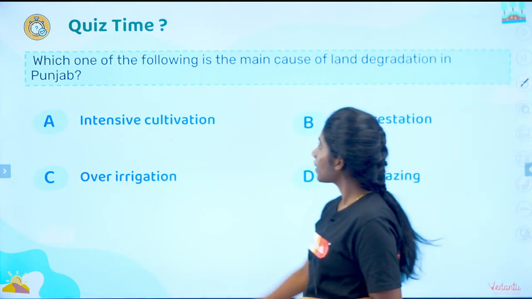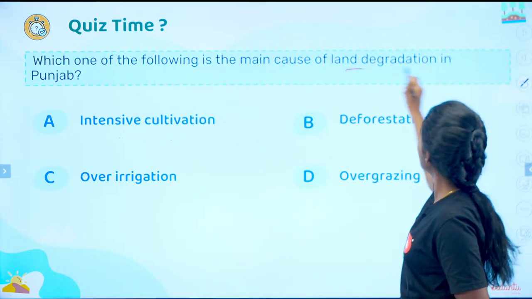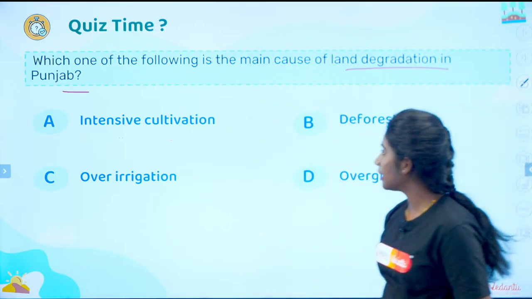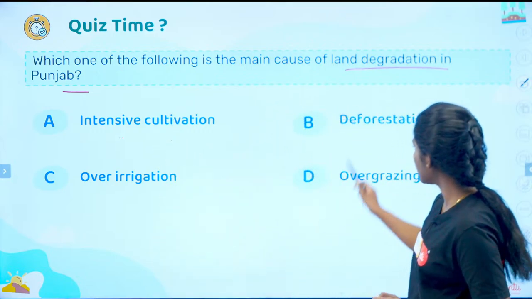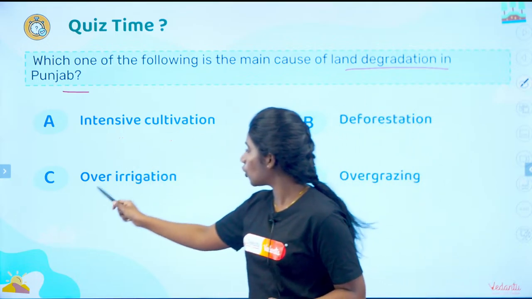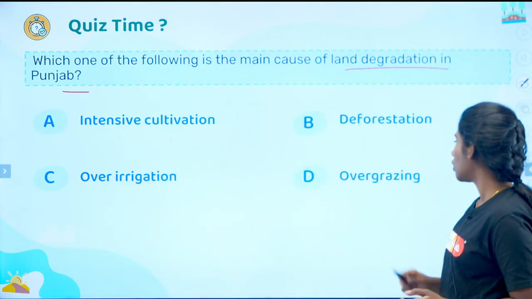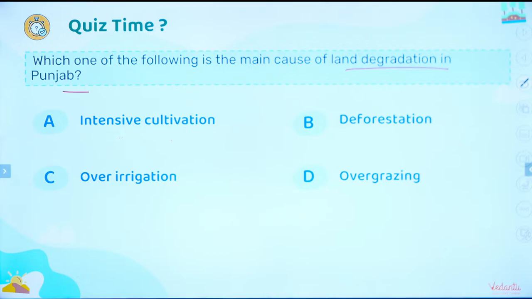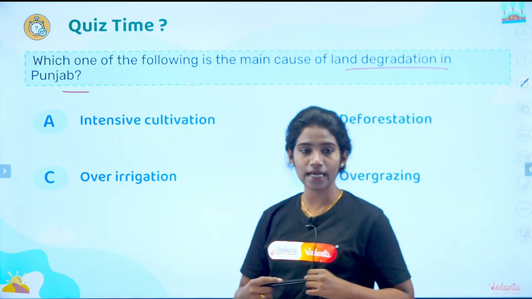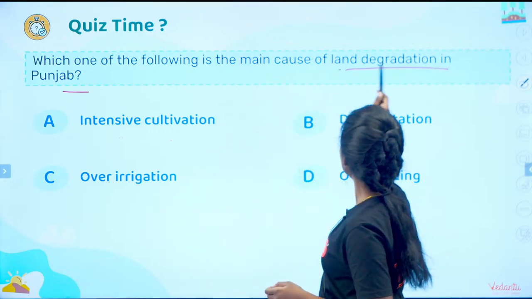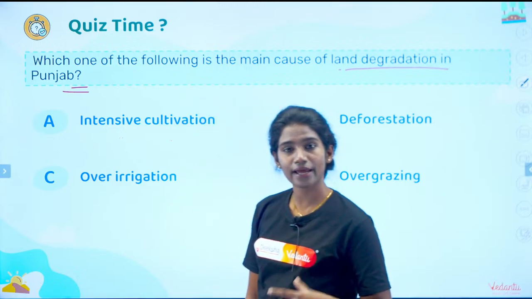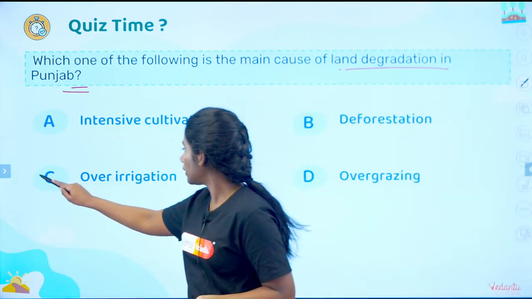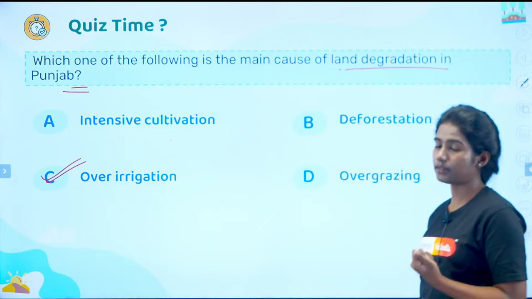Okay, so the second question, which one of the following is the main cause of land degradation in Punjab? Is it intensive cultivation, or is it deforestation, or is it over irrigation, or option D says overgrazing? Which one is the right answer, students? See, in Punjab, what did I say? The net sown area is very high. So therefore, what do you think? Which one is the right option? It is over irrigation. Over irrigation is the right answer.